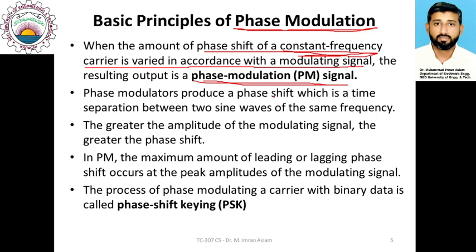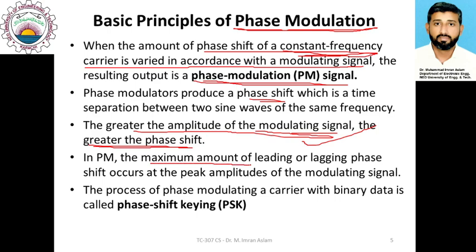So a phase modulator produces some phase shift. The greater the amplitude of the modulating signal, the greater the phase shift, and a smaller value of the amplitude of the modulating signal would be represented as a smaller phase shift, and even a negative amplitude would be represented as a negative phase shift. So basically this is representative of phase modulation, that we have to observe the phase in order to retrieve the information contained in the phase modulated message.